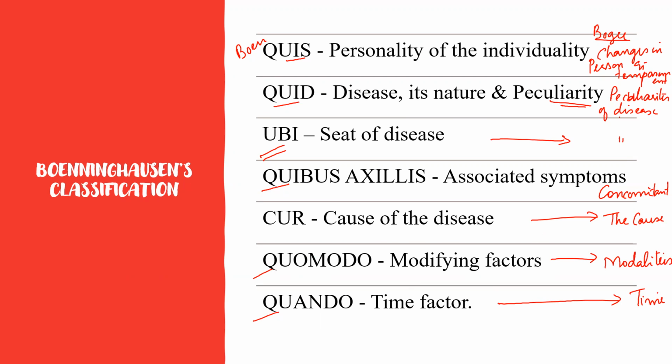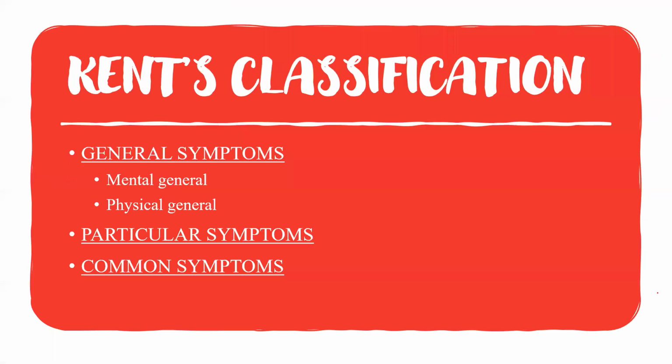I'll repeat it once again. According to Bonninghausen: quis, quid, ubi, cubis auxilis, cur, quomodo, and quando. And according to Boger, quis is changes in personality and temperament, quid, peculiarities of the disease, ubi, seat of the disease, cubis auxilis, concomitant, cur, that is the cause, quomodo, modalities, and quando, time. Okay, so this is Bonninghausen's and Boger's classification of symptoms. So next one, we'll go to Kent's classification. When talking about Kent's classification, this is a little important.